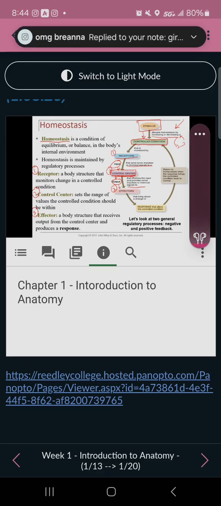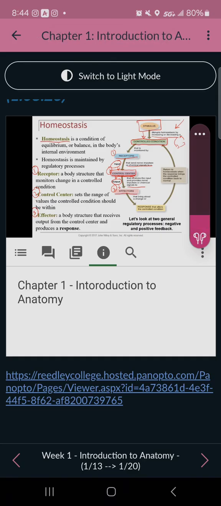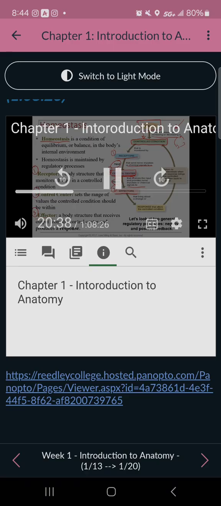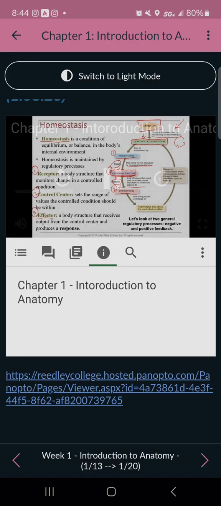So the third one, we have the effectors. An effector is a body structure that receives output, just like we said.